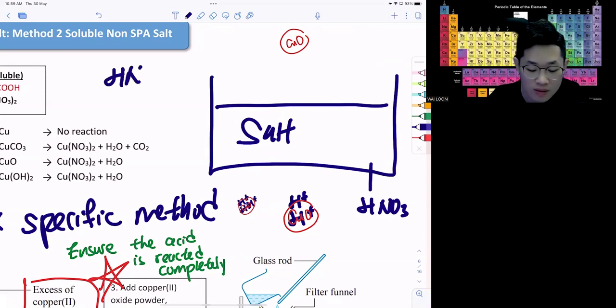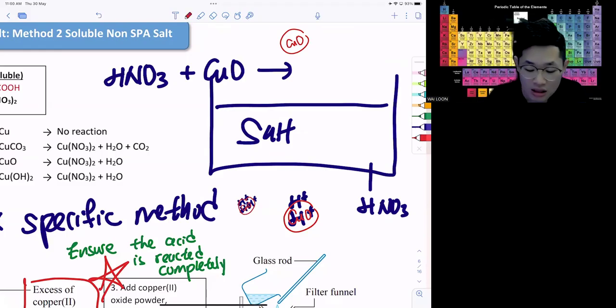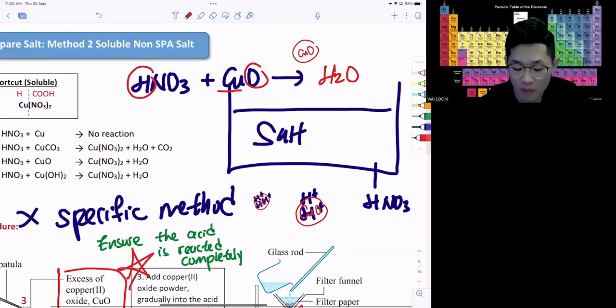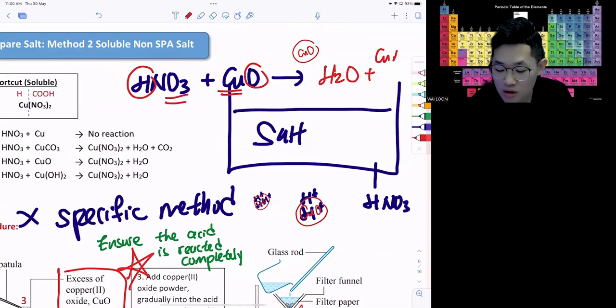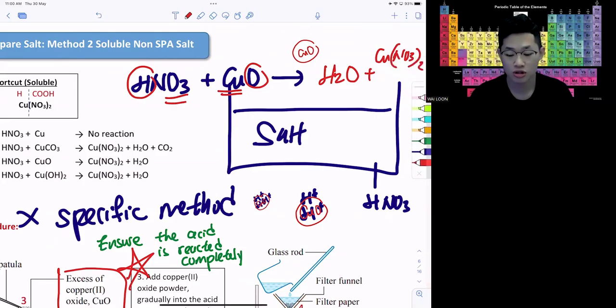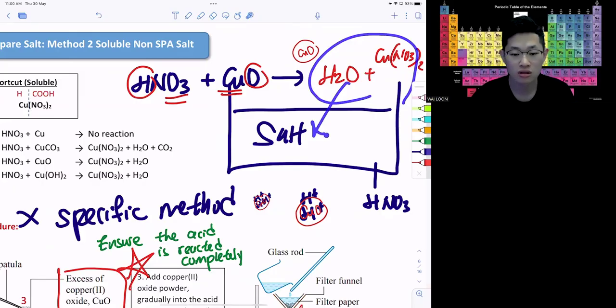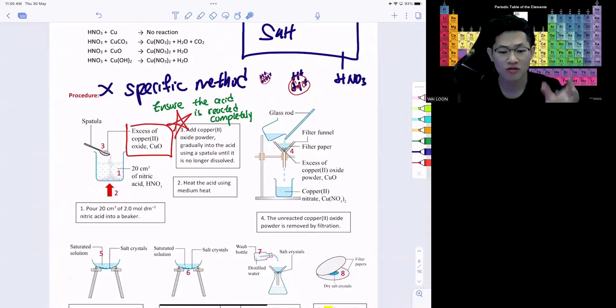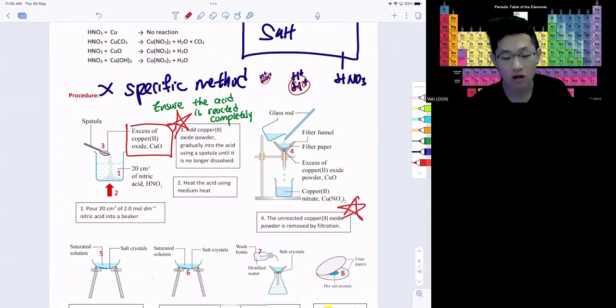Okay, I show you the equation. HNO3 plus CuO. The H and the O form water. Copper and nitrate form copper 2 nitrate salt. So this is my salt and water. As I said, extra CuO has to be filtered away. So this is why this step is also important. The unreacted copper 2 oxide is removed by filtration.